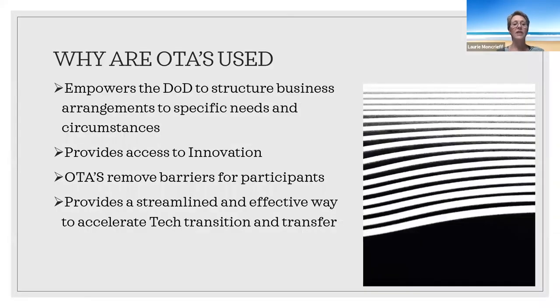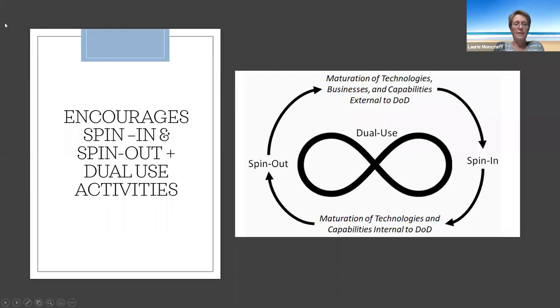Next slide. So why are they used? Empowers the DoD to structure business arrangements that meet their needs and meet their needs quickly, provides access to innovation, removes barriers, and gives a streamlined contracting mechanism to accelerate tech transfer and transition. The other important point, if you read the OTA language, is they want to encourage both spin in and spin out, which means they want to use that tool to transition technologies to the private sector to sell back to the government, and also do transfer of technologies in the government. And then a big thing that it emphasizes is the dual use. And that's to say that if we can structure it in a way where it encourages customers to also have commercial customers as well as government customers, they see that as a very, very good thing and want to use that tool to do that.